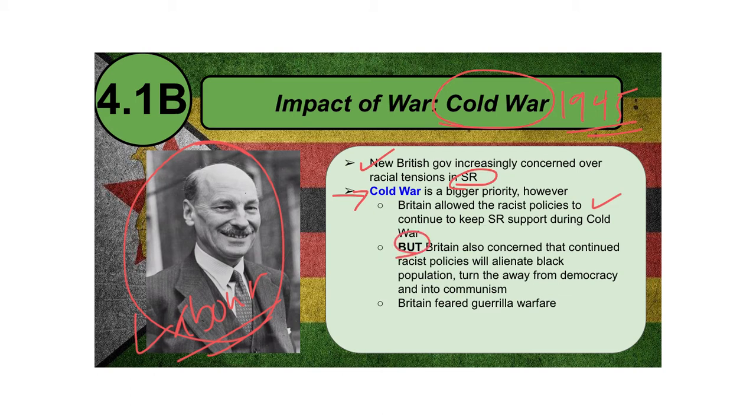However, Britain was also very concerned about racist policies that would alienate the black community and turn them away from democracy and then possibly cause them to go into communism. So Britain was kind of in a double-edged sword here in that regard. Britain also continued to fear guerrilla warfare: as the racist policies being implemented got harsher and harsher, black people would become more and more resentful, and therefore warfare could break out, or they would turn away from democracy altogether.